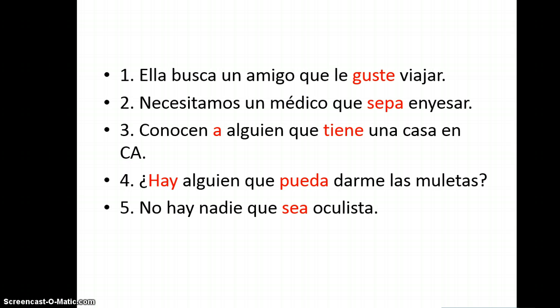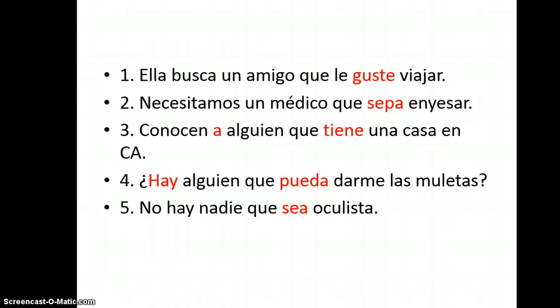Here are the sentences translated into Spanish. Ella busca un amigo que le guste viajar. You notice that guste is in the subjunctive. Número 2, necesitamos un médico que sepa enyesar. Again, sepa is in the subjunctive.